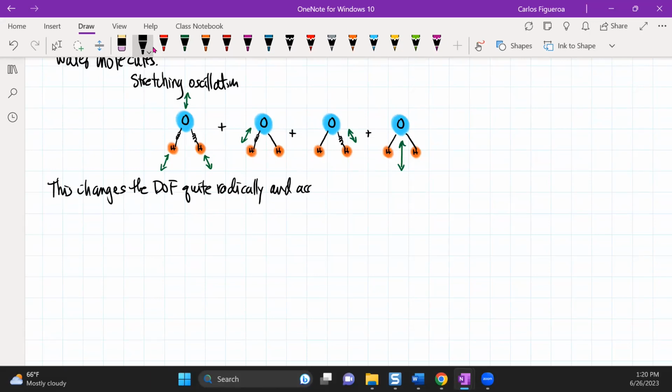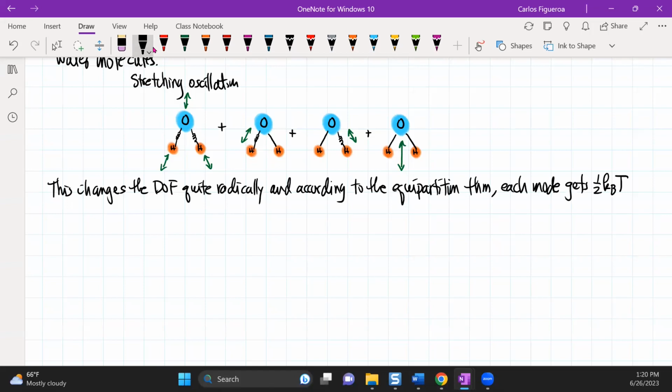And according to the equipartition theorem, each mode gets 1/2 kBT.